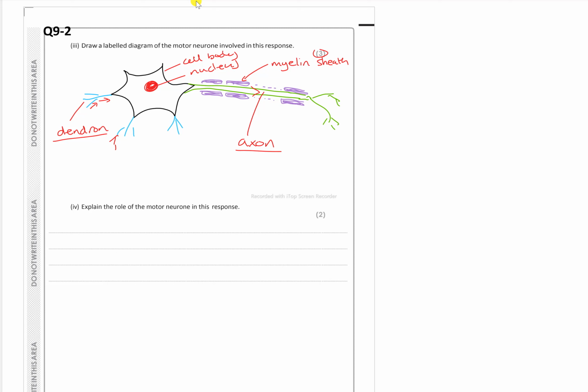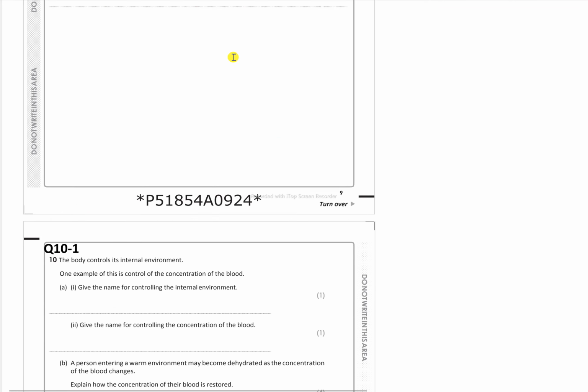Right, explain the role of the motor neuron in this response. So the motor neuron carries the impulse to the effector, which is a muscle, and the muscle then contracts. That'll cover it.